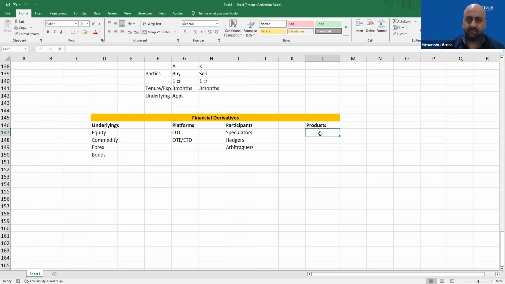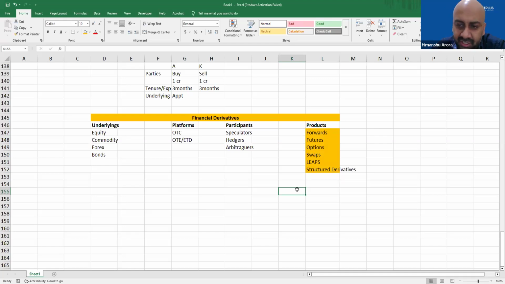And last, products: forwards, futures, options, swaps, LEAPS, structured derivatives or exotic derivatives. These are all the products. What are these and how do they work? Everything we are going to discuss in the next session.